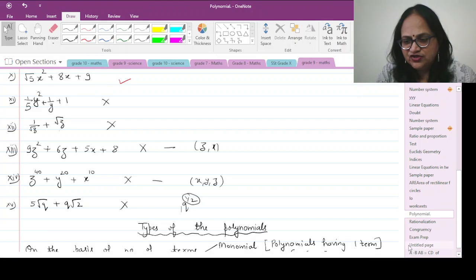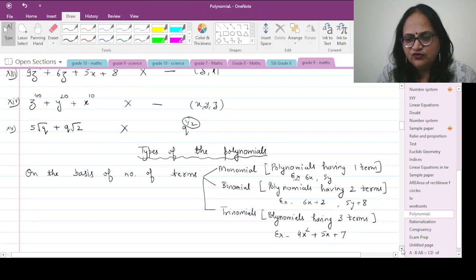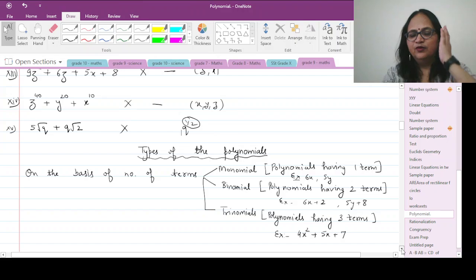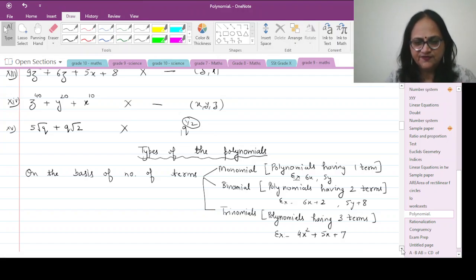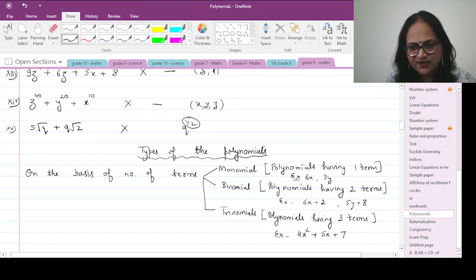The next concept which I have to take in this video is the types of the polynomial. See, types of the polynomials we can have on two bases. On the basis of number of terms. Terms I have explained in my previous video. So polynomials having only one term are known as monomial. For example, 6x, 5y, these are monomials. Binomials, polynomials with two terms. For example, 6x plus 2, 5y plus 8, these are having two terms. See, this is one term, this is second term. This is one term, this is second term.